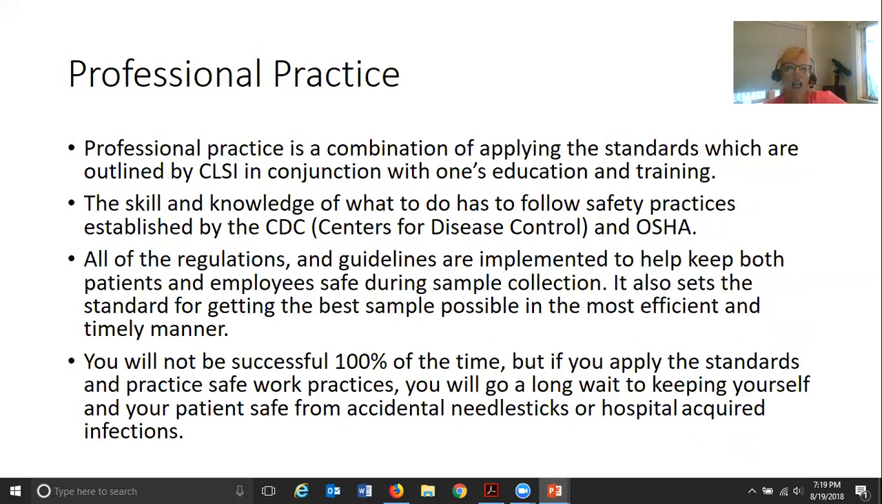All of the regulations and guidelines are implemented to keep you safe and your patients safe. It also sets a standard for getting the best sample, and you won't always be successful 100% of the time. In fact, I know of zero lab techs who have been working for any amount of time and haven't had at least one needle stick if they're phlebotomists. But if you apply them and do your best to apply safe work practices, you'll keep yourself and your patients safe from accidental needle sticks or hospital-acquired infections.